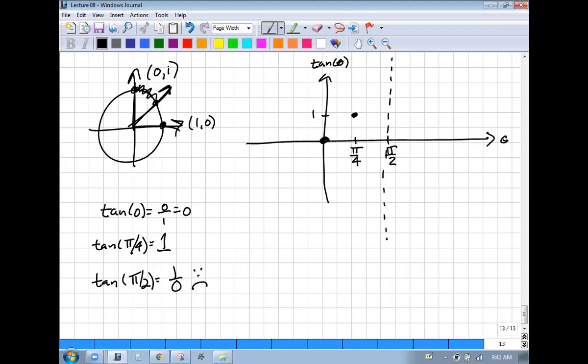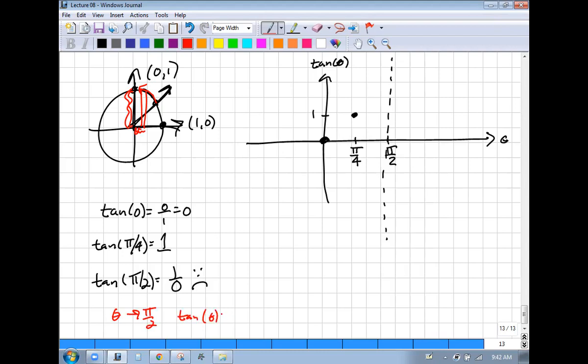So let's think about it. What happens in this region here? We want to think about what happens to the ratio of sine over cosine as we drag this point this way. Well, as we go that way, you can see the x values are getting smaller, but the y values are getting bigger.